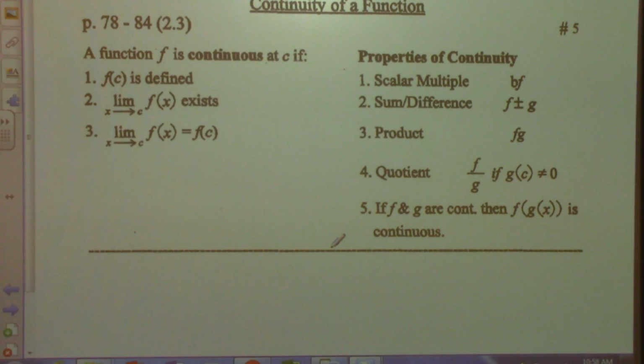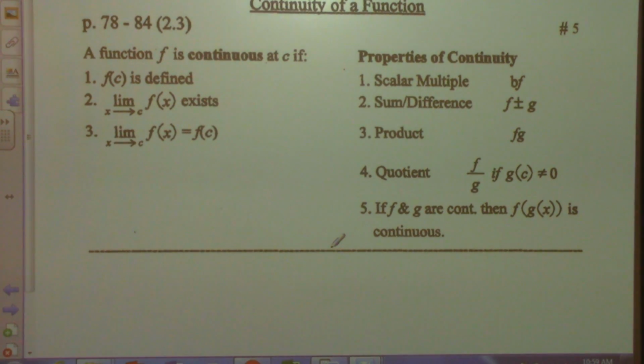f is continuous at c if the function is defined at that value of c. So that's one condition. The limit as x approaches c of the function f of x exists. And what do you have to have for a limit to exist? Left hand and right hand limit being equal. So part of proving continuity is proving the limit, right?